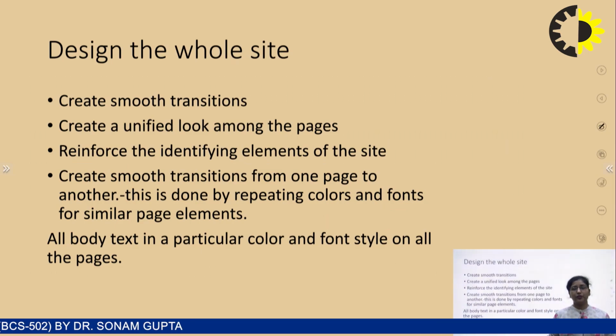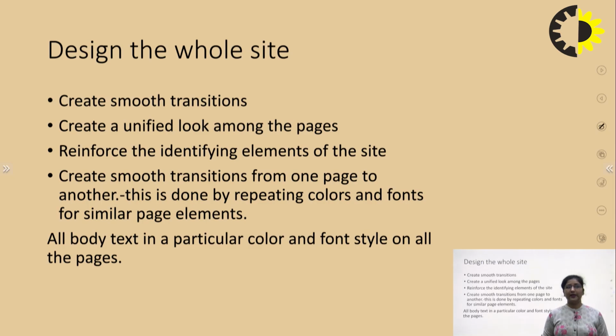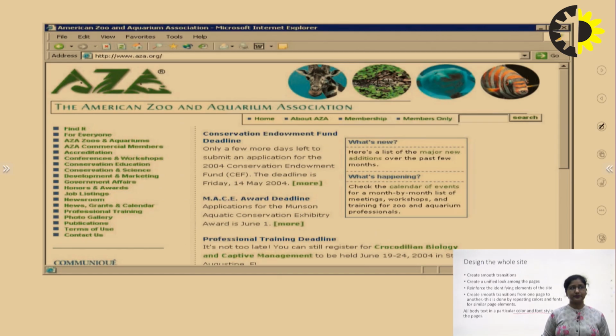Now we should create smooth transitions, like I said, in a zigzag manner. Create a unified look among the pages. Reinforce the identifying elements of the site. Create smooth transitions from one page to another, and this can be done by repeating colors and fonts for similar page elements. Now all the body text in a particular color and font style on all the pages, that should be the uniformity for the whole site.